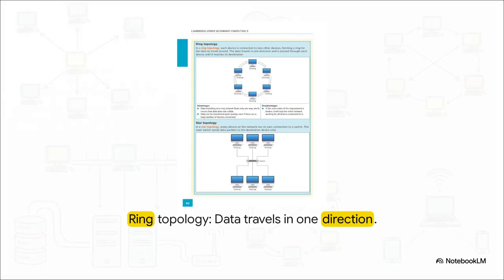Next up is the ring topology. This one is super cool because it shows how data can travel in a continuous loop. Every single device is connected to exactly 2 other devices, making a perfect circle. Data flows in one direction, passing through each device one by one until it hits its destination. So every device plays a part in passing the data along, basically like a digital game of hot potato.